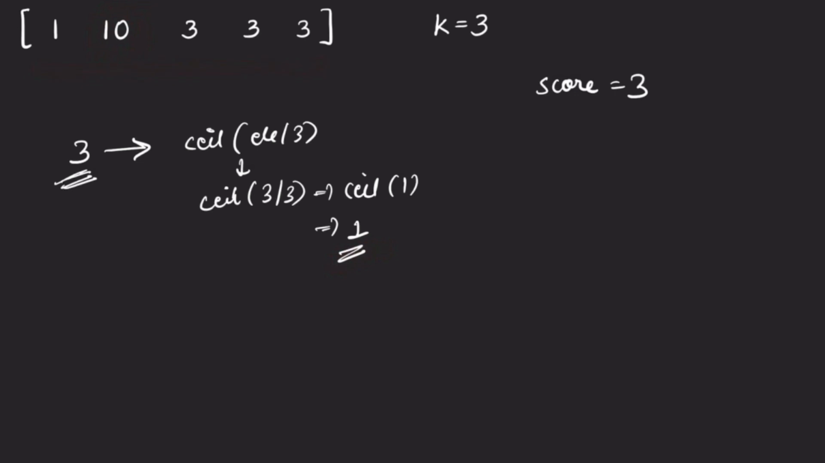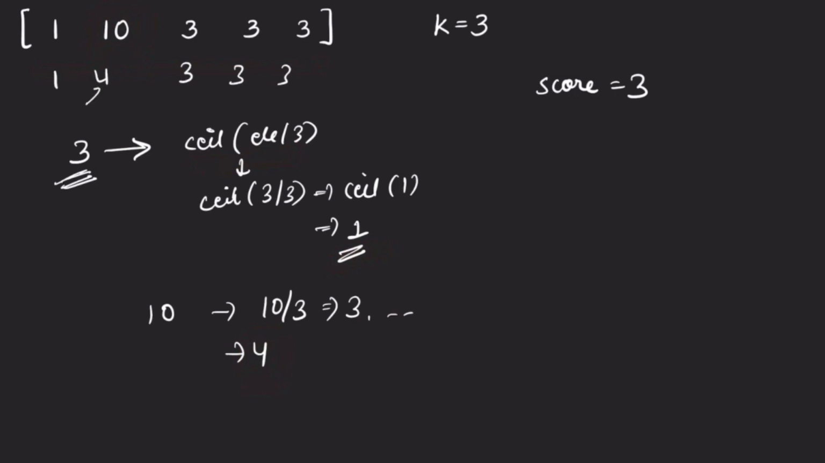So now I'm saying in each operation identify the maximum element. Now how are you going to get it? Let's suppose in this case your maximum element is 10, right? So you will take 10. When you apply this formula on 10, what will you get? 10 by 3 is 3 point something and its ceil will be 4. So this 10 will be changed to 4. So what will your array be then? 1, 4, 3, 3, 3.